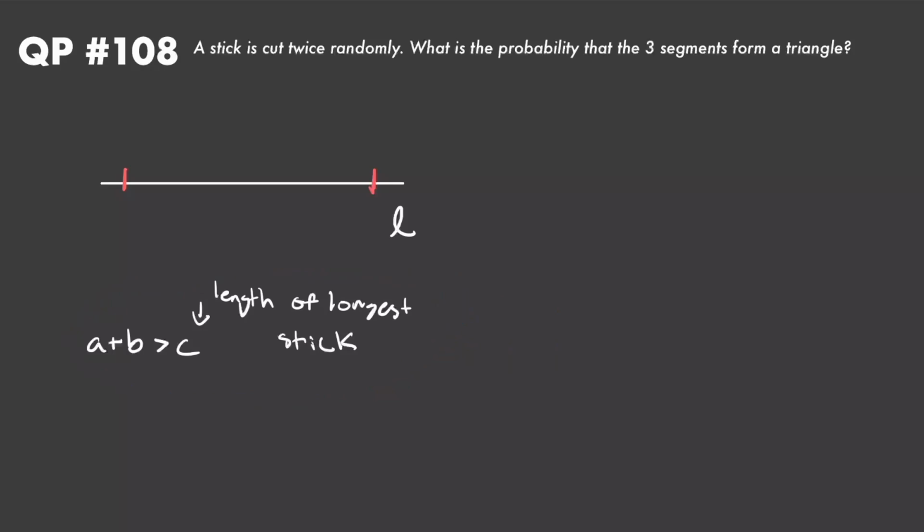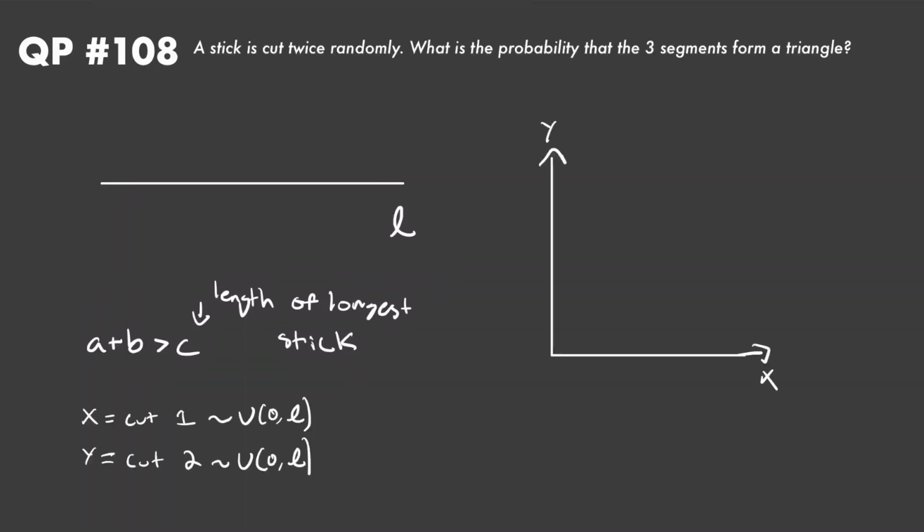So basically what we can do is just realize that both of our cuts are uniformly distributed, or we can do the exact same thing that we did in QP127 if we let X be the value of our cut number 1. So X could be anywhere within this line, basically from 0 to L, where L is the length of our stick. So it's uniformly distributed between 0 and L. And then Y, our second cut, is also going to be uniformly distributed between 0 and L.